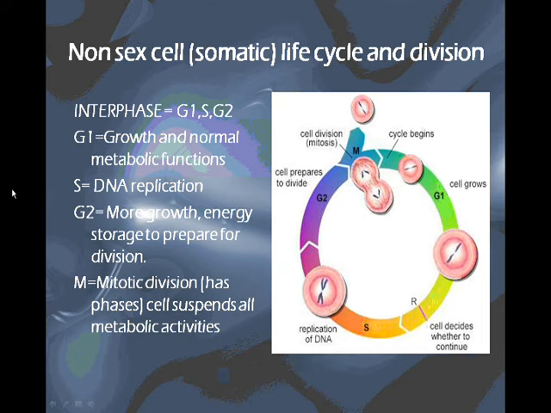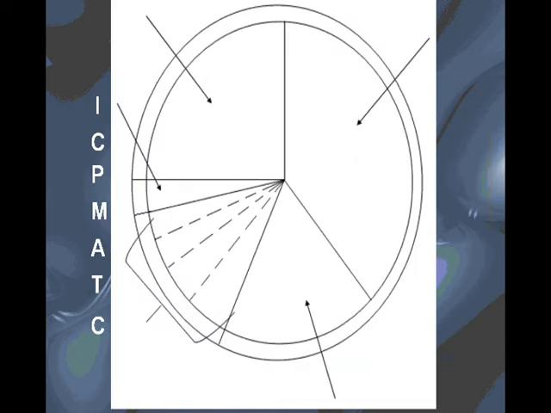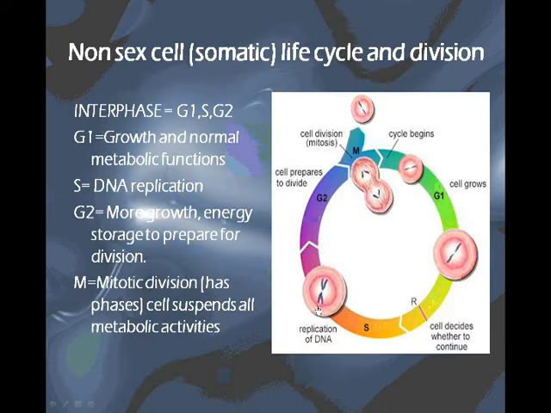After S comes G2. G2 is where there's energy stored to prepare for division, there's more cell growth, and more normal metabolic function. G2 is represented here on this chart. All three of those stages, G1, S, and G2, are called interphase.